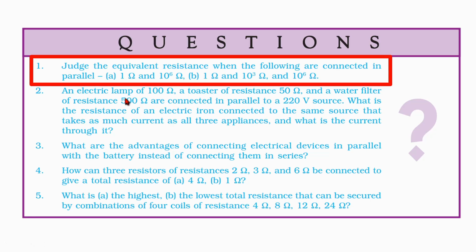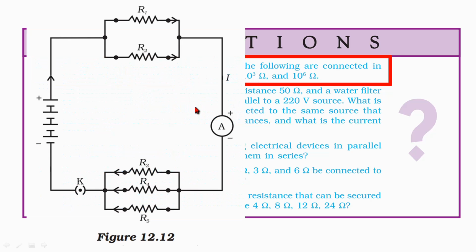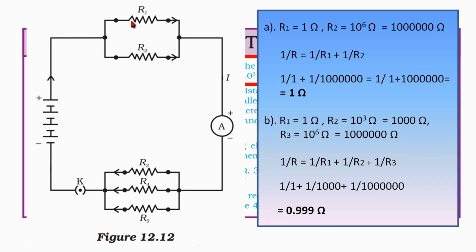Question number 1 is: find the equivalent resistance when the following are connected in parallel: 1 ohm and 10 to the power 6 ohm; and 1 ohm, 10 to the power 3 and 10 to the power 6. First you need to understand that 10 to the power 6 is 1 million ohm. So this is a very high resistance value, and this is a very low resistance. This is a very good conductor, this is extremely bad, and this is somewhere in between.